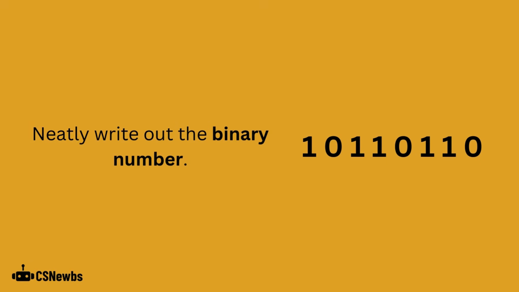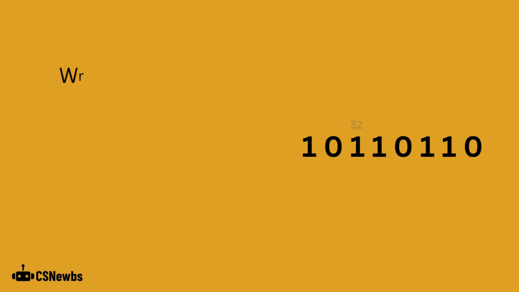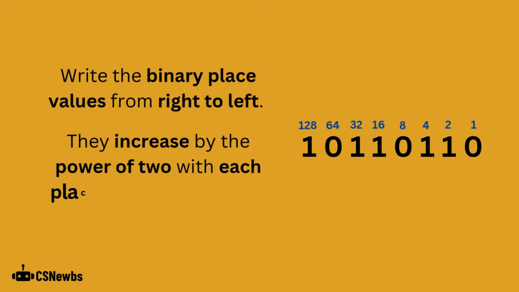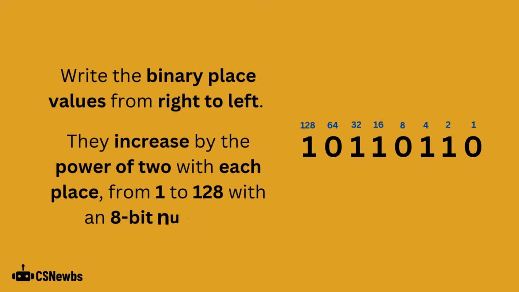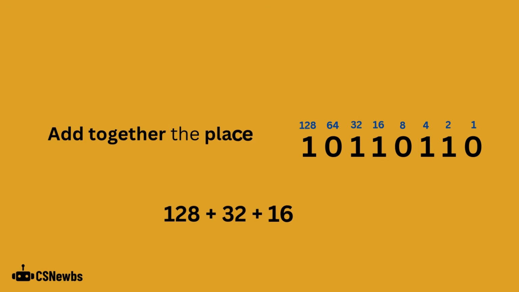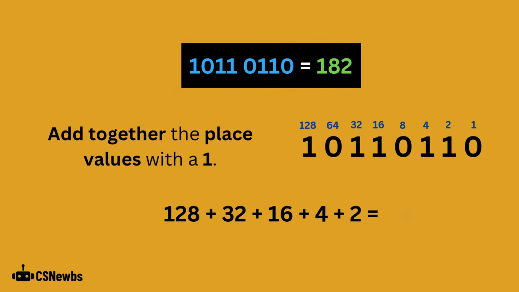Neatly write out the binary number. Write the binary place values from right to left. They increase by the power of 2 with each place, from 1 up to 128 with an 8-bit number, doubling each time. Add together all the place values that have a 1 beneath the number. So 128 plus 32 plus 16 plus 4 plus 2. Adding those values together gives 182.